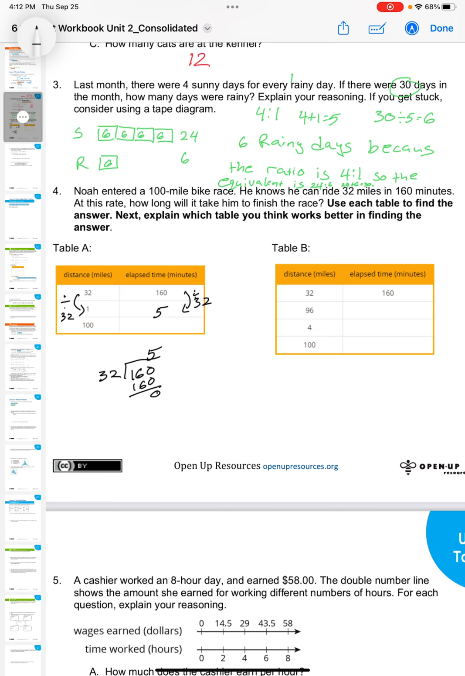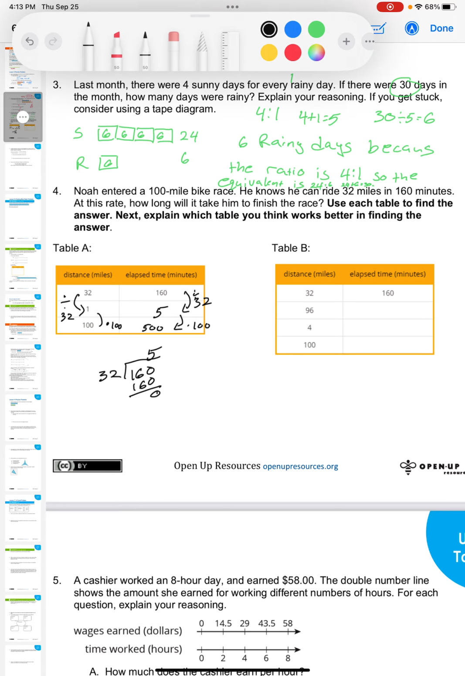To get from 1 to 100, we multiply by 100. So times 100. 5 times 100 is 500. And so that means it would take 500 minutes.